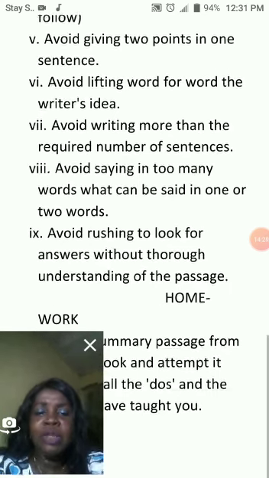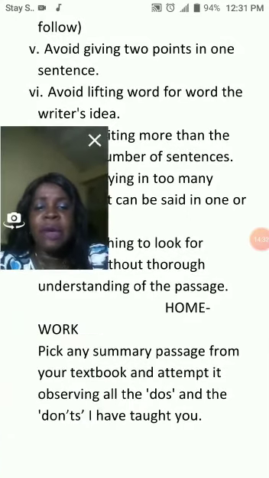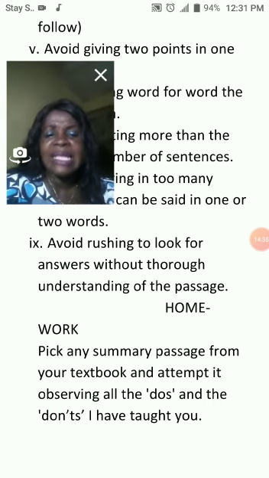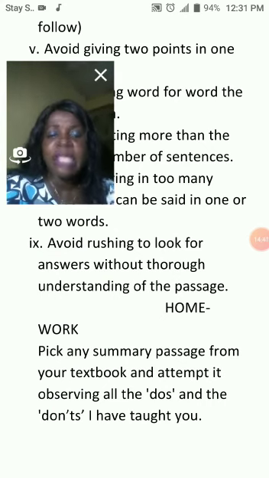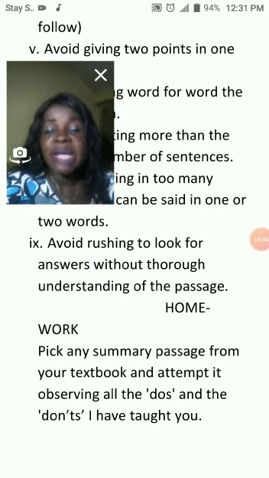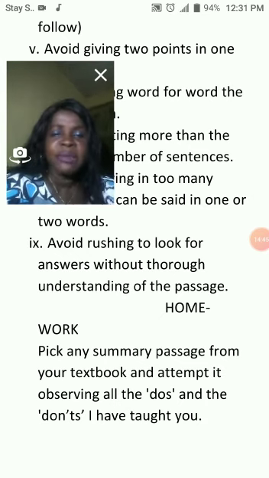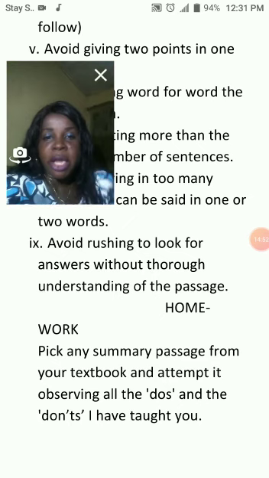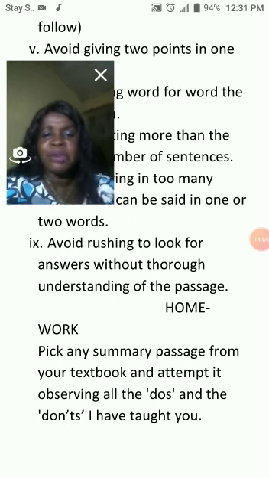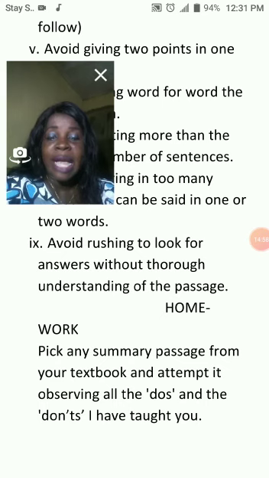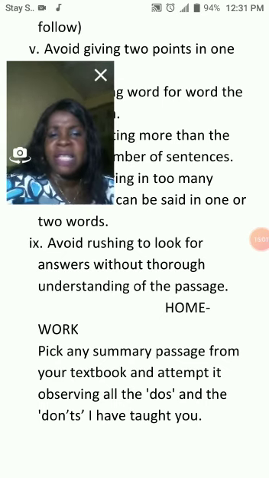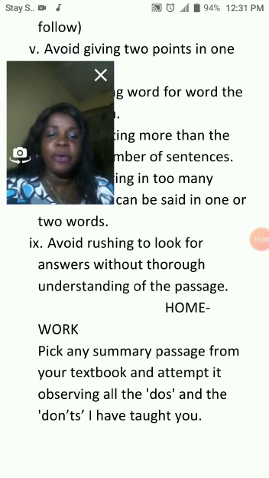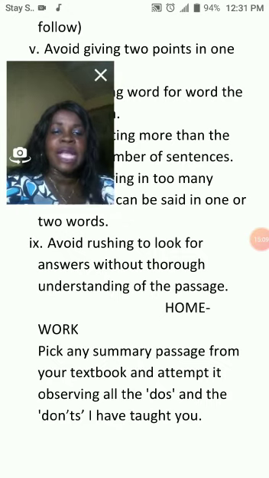Then after this, I want you to go to your textbook. Pick any summary passage from your textbook and attempt it, observing all the do's and the don'ts I have taught you. I don't know the textbook you have with you. You can use Goodbye to Failure, you can use New Concept, you can use Macmillan Brilliant English, you can use Oxford, you can use any textbook that has to do with your class. Since this is SS1 class, you are expected to pick one of the SS1 English textbooks. Read, understand, then answer the summary questions of your choice, trying to observe all the rules that I have mentioned here.